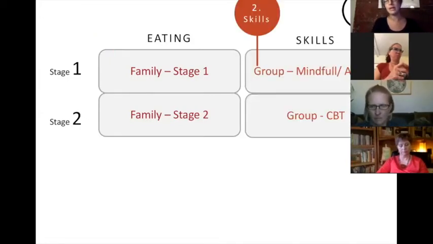We pair this in an outpatient setting with skills training for the patient. So if you're familiar with DBT, there is one session per week of individual and one session per group. In this setup, we have one session for family and one session for group. There are two different kinds of groups depending upon which stage the person is in. So if a person currently has parents in control of their food, we have a mindfulness and acceptance group and interventions that go with that for the patient.